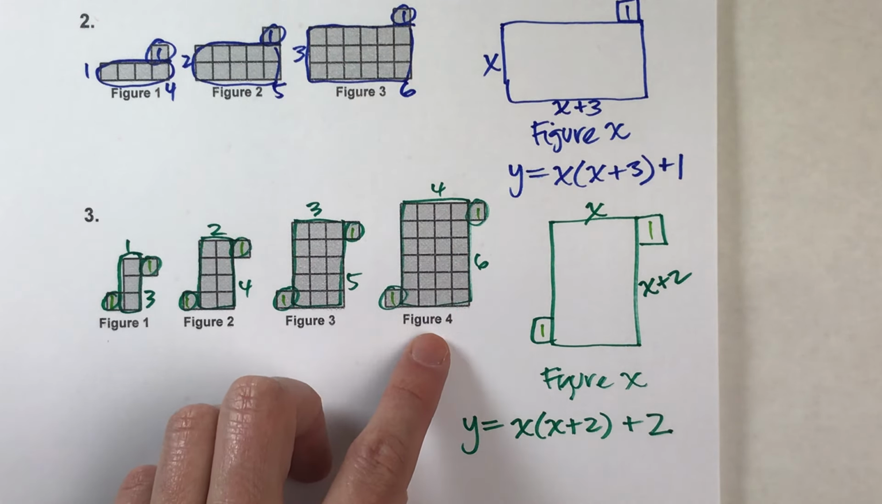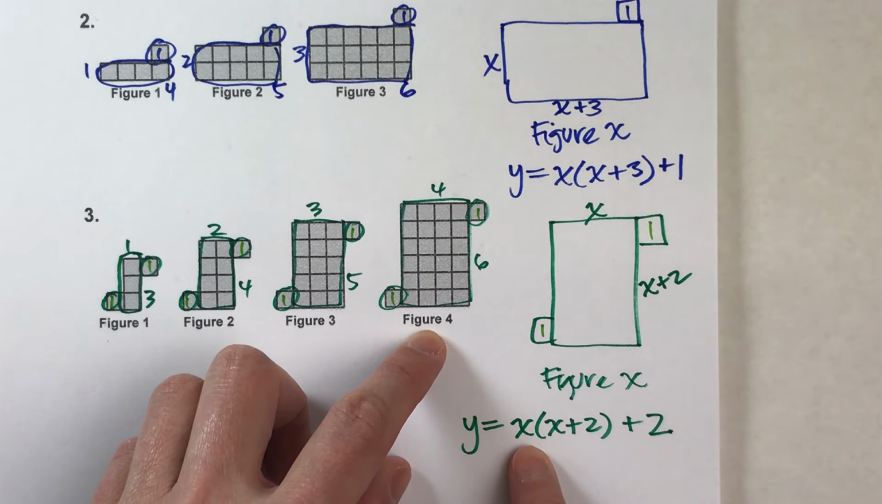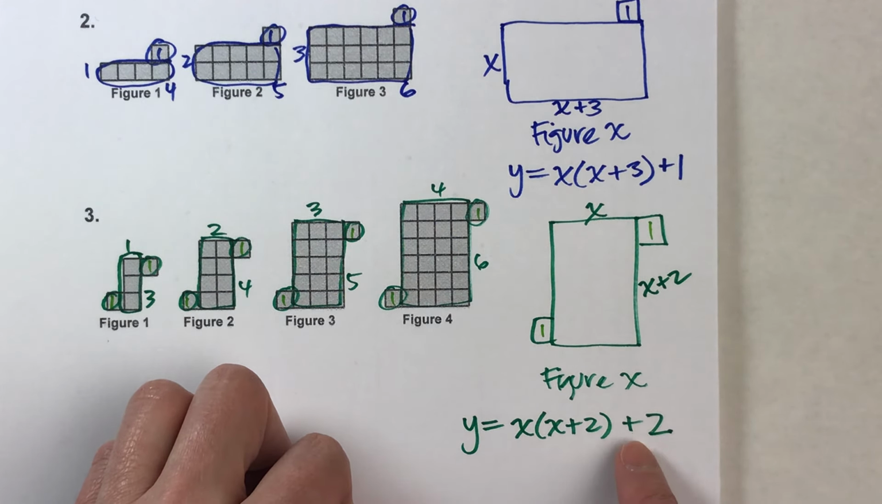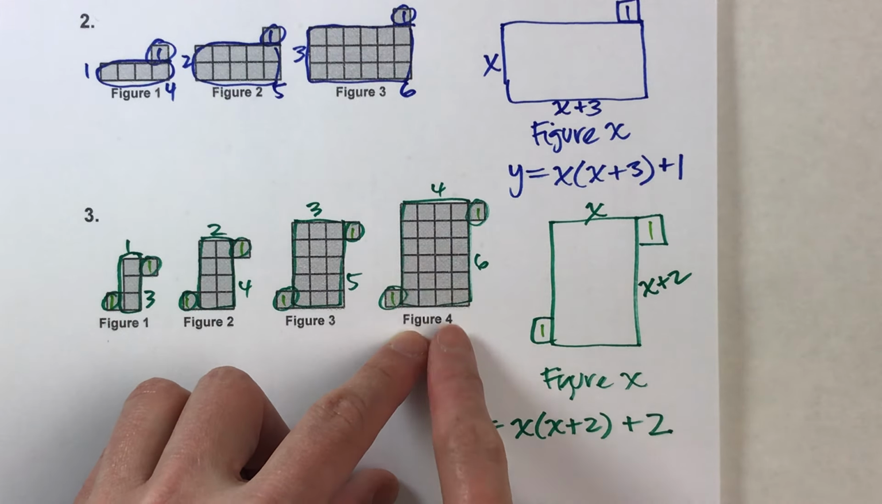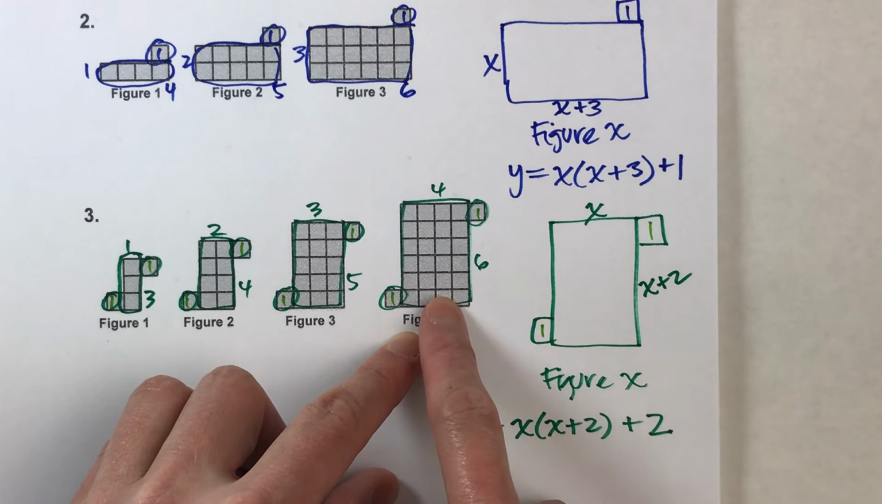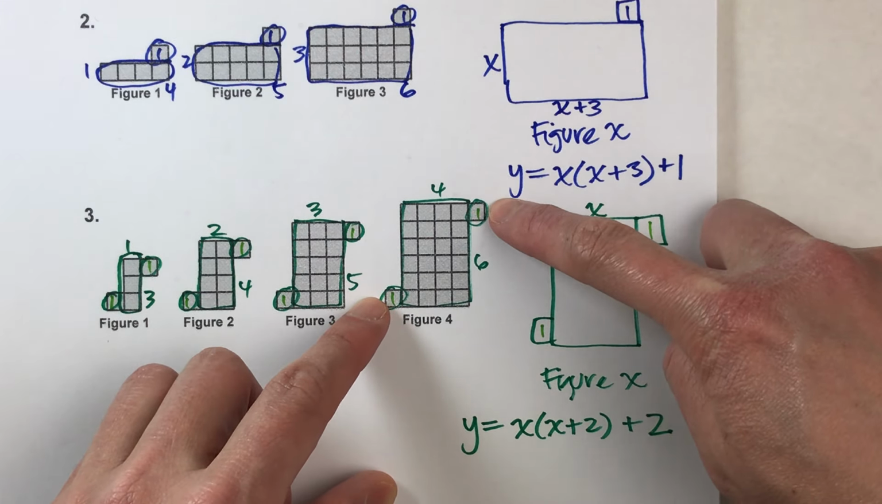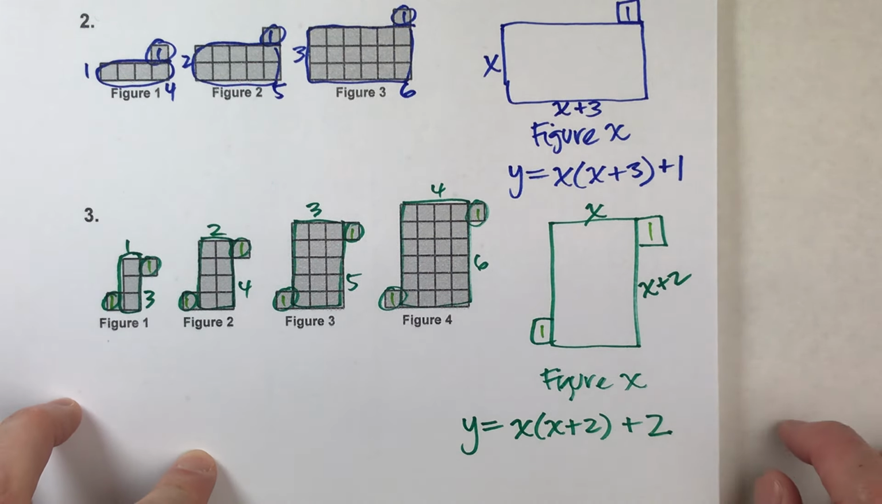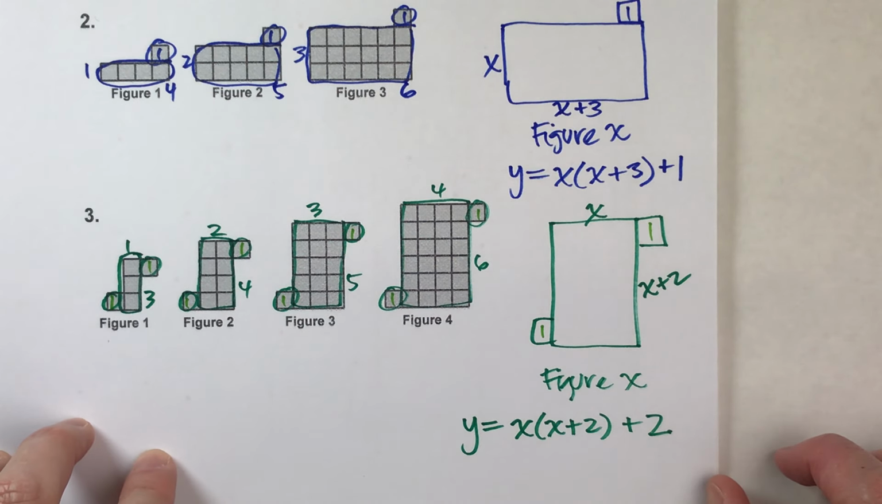Let's try figure 4. If x is 4, this will be 4 times 6, because 4 plus 2. 4 times 6 plus 2. Let's look at this figure. 4 by 6 is the rectangle, plus 2 is the additional squares. That works out. Okay? So that's how I would go about writing equations for square patterns.